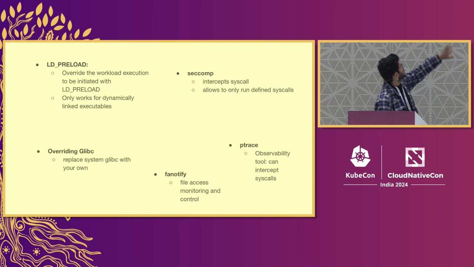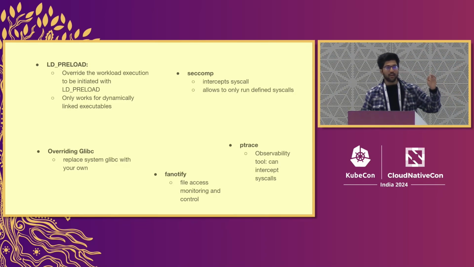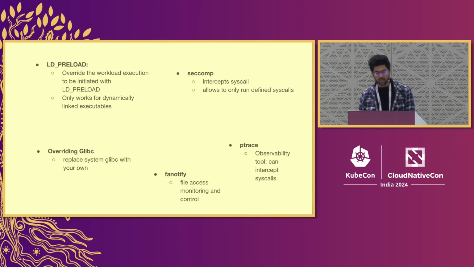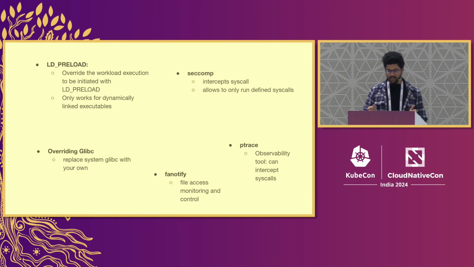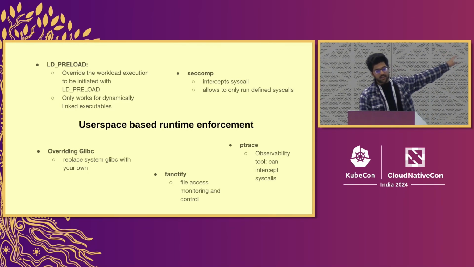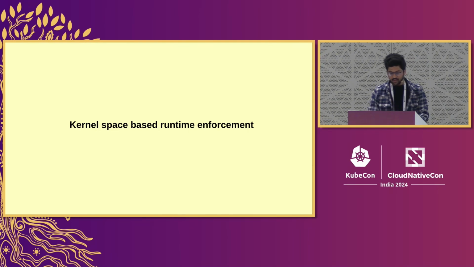So all of these things we can use for observability purposes, and we can also use them for enforcement. For example, you can define a seccomp profile for what all syscalls you want to allow, and apart from those syscalls, everything else will be denied. You might have noticed that all of this is running in user space. So we call this user space-based runtime enforcement. We can do better by putting it in kernel.